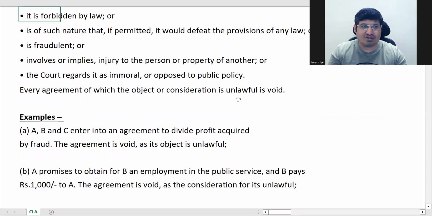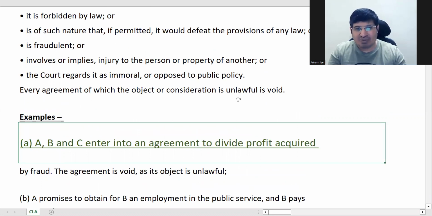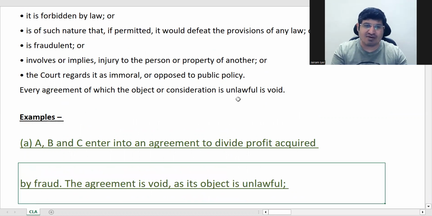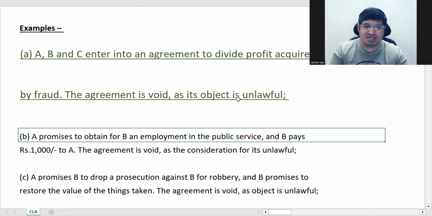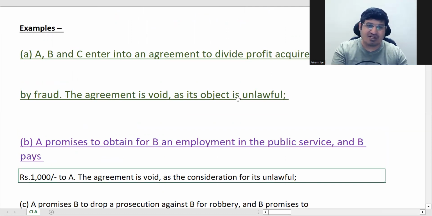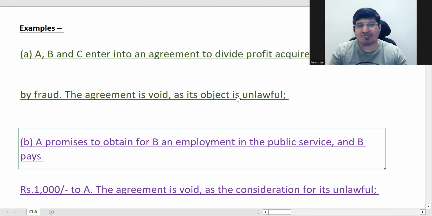Right. These same points, examples. One is A, B, and C enter into an agreement to divide profit acquired by fraud. Okay. The profit is fraudulent. So the agreement is void as the object is unlawful. Then the second one is A promises to obtain for B an employment in public service and B pays 1,000. So if you are paying some money for employment, is it legal? No. So it is void as the consideration is unlawful.